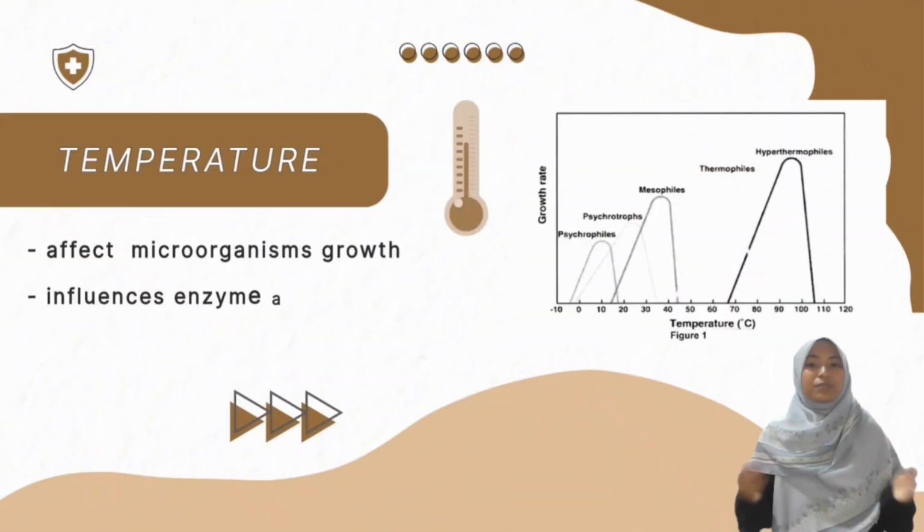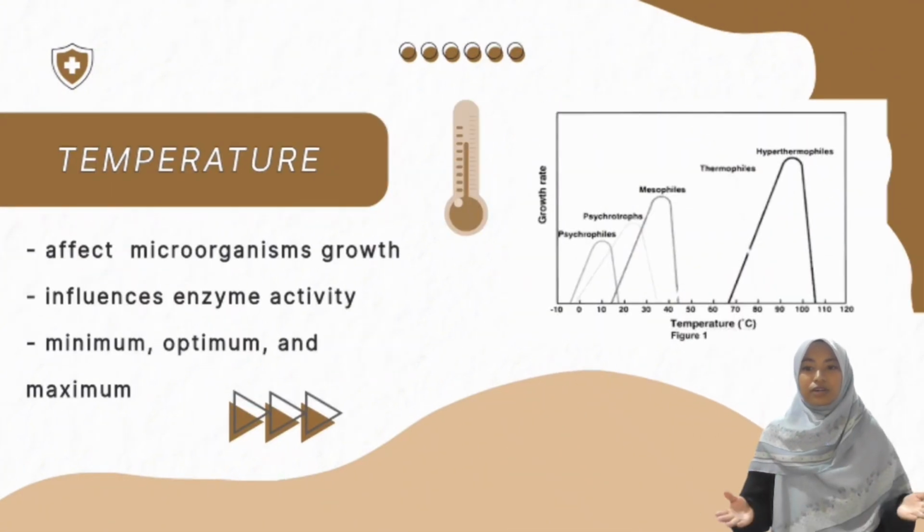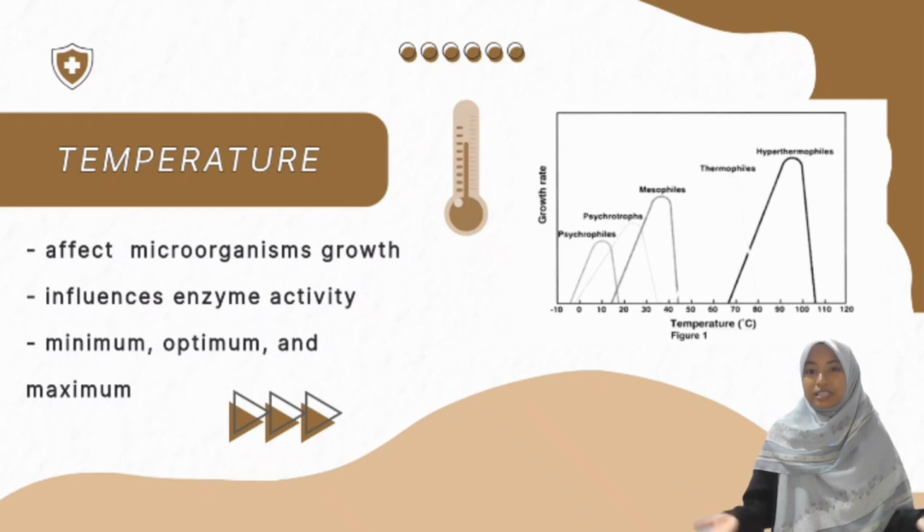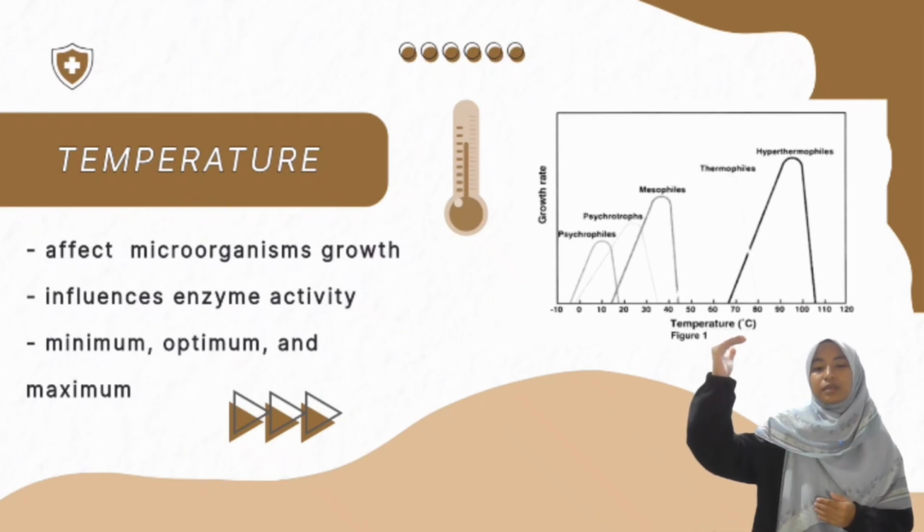Firstly, temperature. Temperature will affect how fast the microorganism grows because it influences the enzyme activity. Each microorganism has its minimum, optimum, and maximum temperature for growth.